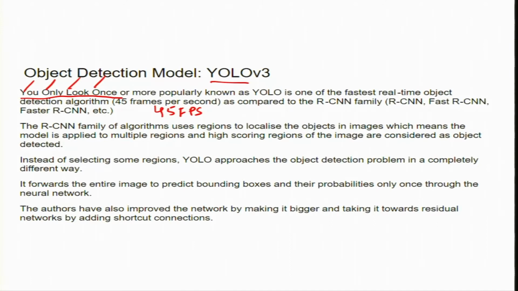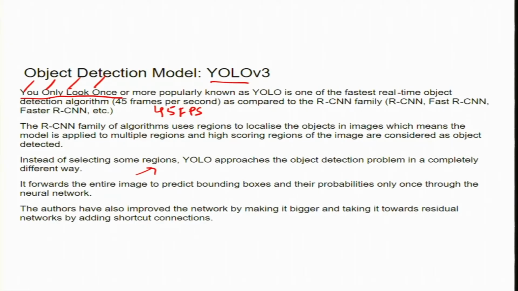The RCNN family of algorithms uses regions to localize the objects in the images, which means that the model is applied to multiple regions, and the high scoring regions of the image are considered as the objects detected. Instead of selecting some regions, YOLO approaches the object detection problem in a different manner. It forwards the entire image through the neural network only once to predict bounding boxes and their probabilities.